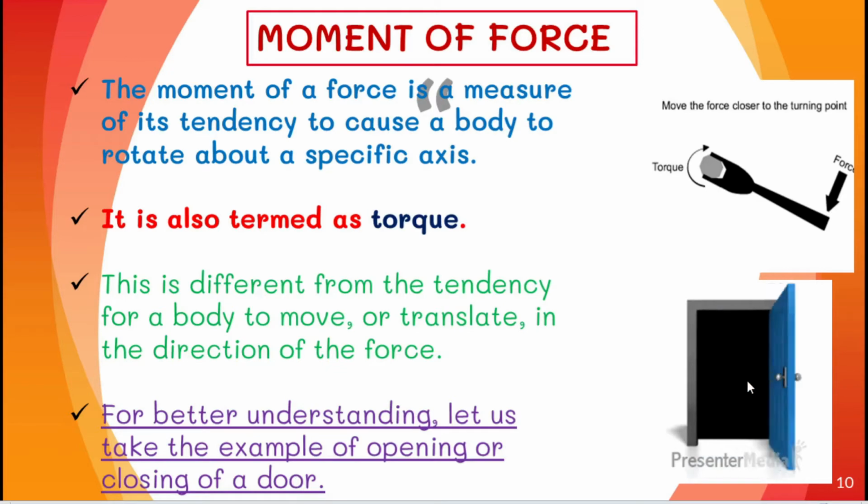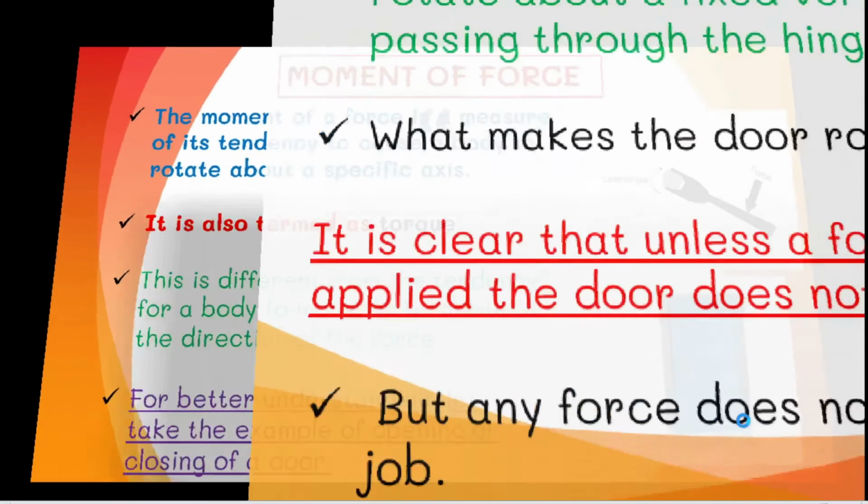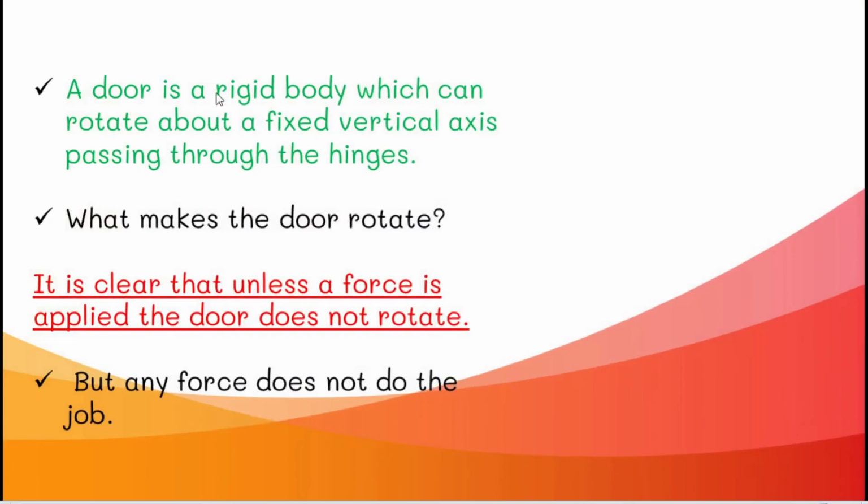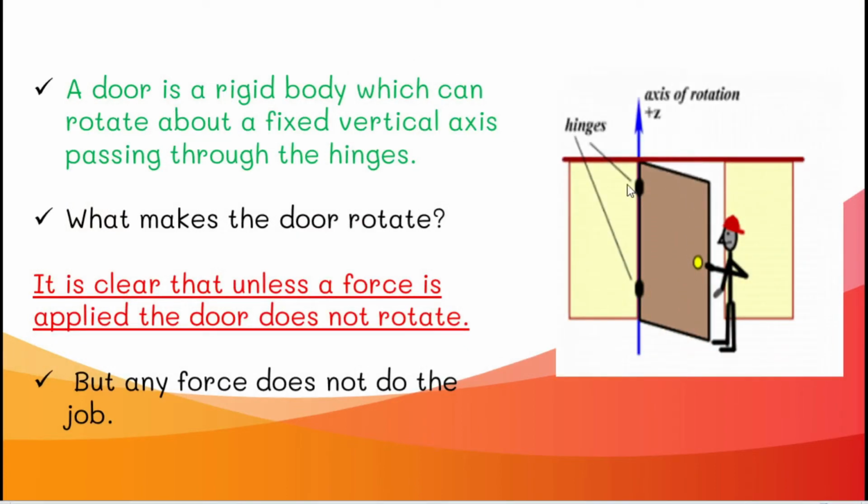So students, for our better understanding, let us take the example of opening or closing a door. You can see the picture. From this you can clearly understand. Already we know that a door is a rigid body because a door is fixed in a place with the help of the hinges. You can also see in your home, the door is always fixed with the help of the hinges. This is the hinges. The door is fixed with the hinges on a vertical axis, because the door is always in the vertical position.